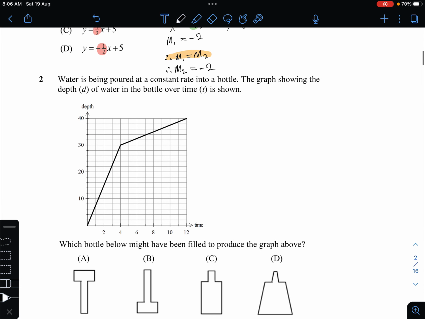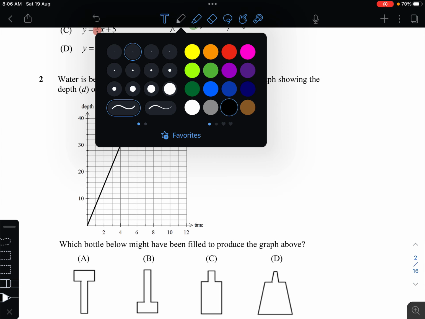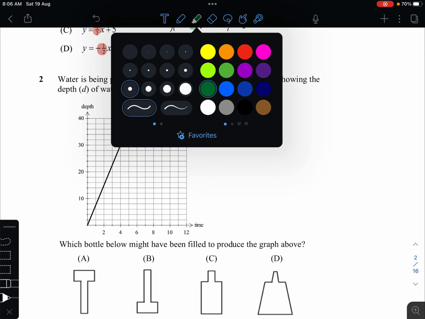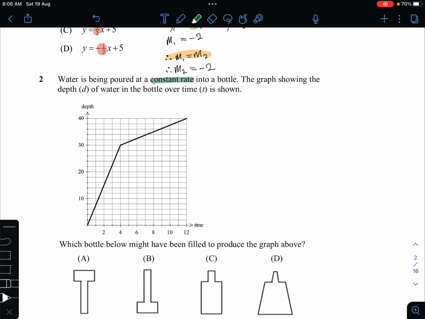Now, for question 2, water is being poured at a constant rate into a bottle. Now, in exams, I like to highlight or underline important information, not draw over, sorry. There we go, constant rate. The graph showing the depth of the water in the bottle over time. So, depth of the water in the bottle over time is very important. So it's essentially saying, if you have a measuring cylinder or beaker, or in this case, flask, with all these measuring lines on it, this graph is showing how quickly it's rising. So it's not how much water is in it, right? It's how quickly it's rising.